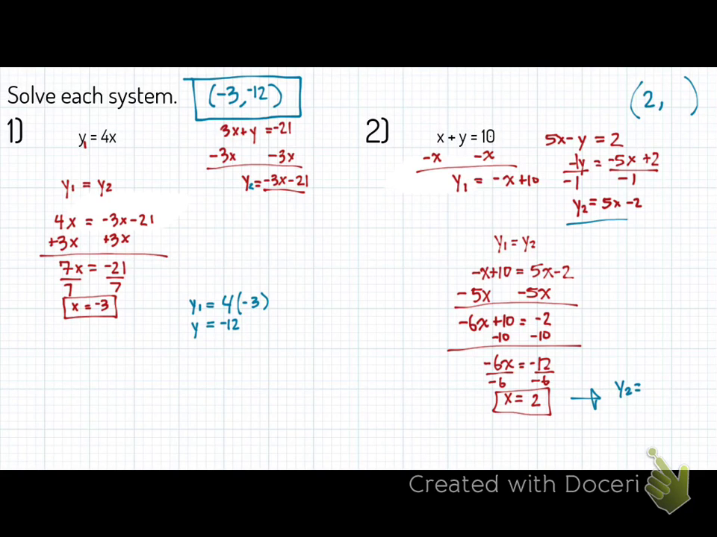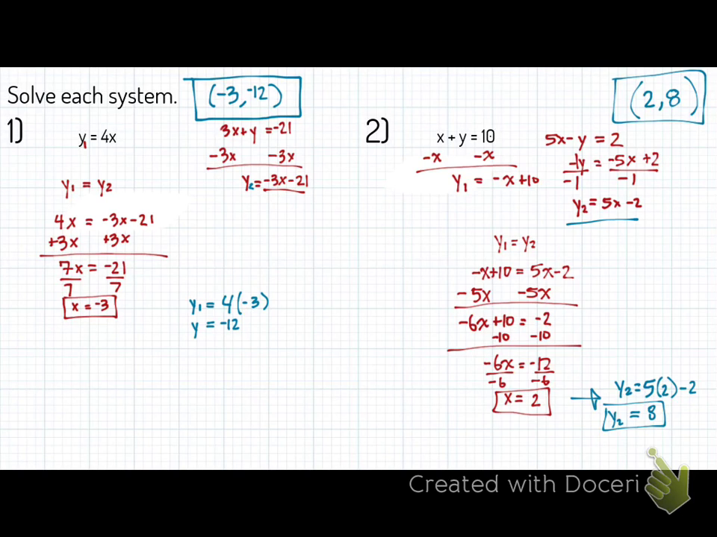So I'm going to bring this all down. Instead of x, I'm going to put in 2. So we got 5 times 2 minus 2. So 5 times 2 is 10. 10 minus 2 is 8. So y sub 2 is equal to 8, right? But that's not the final answer. Our answer is actually going to be where the ordered pair crosses. So it's 2, 8, right?